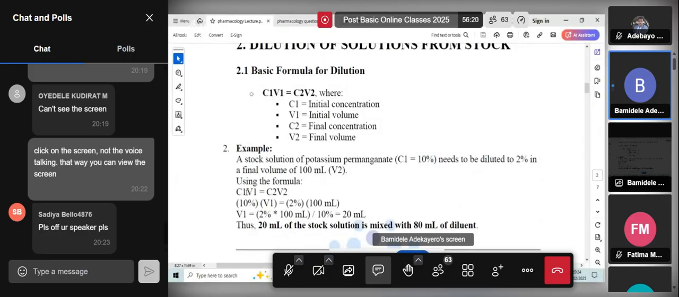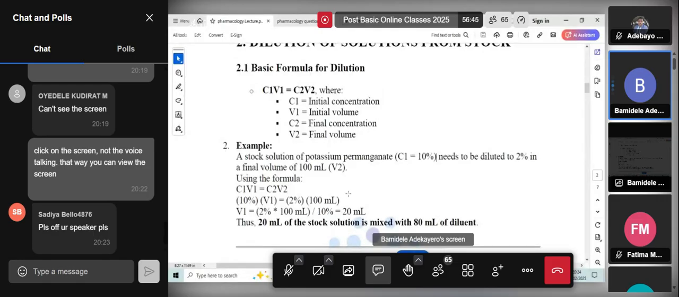Using the formula, C1 here is 10%. The volume one, V1, is what we are looking for. C2 here is the 2%, and V2 here is 100 ml. At the end of the day, you have your initial volume to be 20 ml. It's pretty easy, but if you have any issues, any concerns, just let us know after the class. We are very happy to help you.